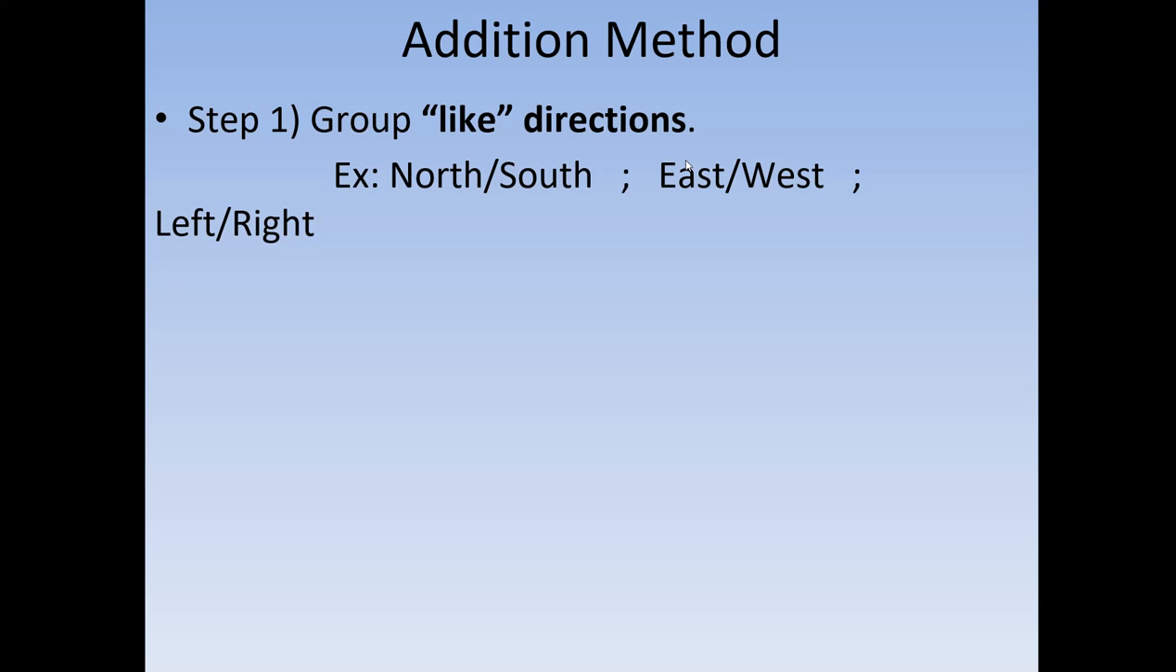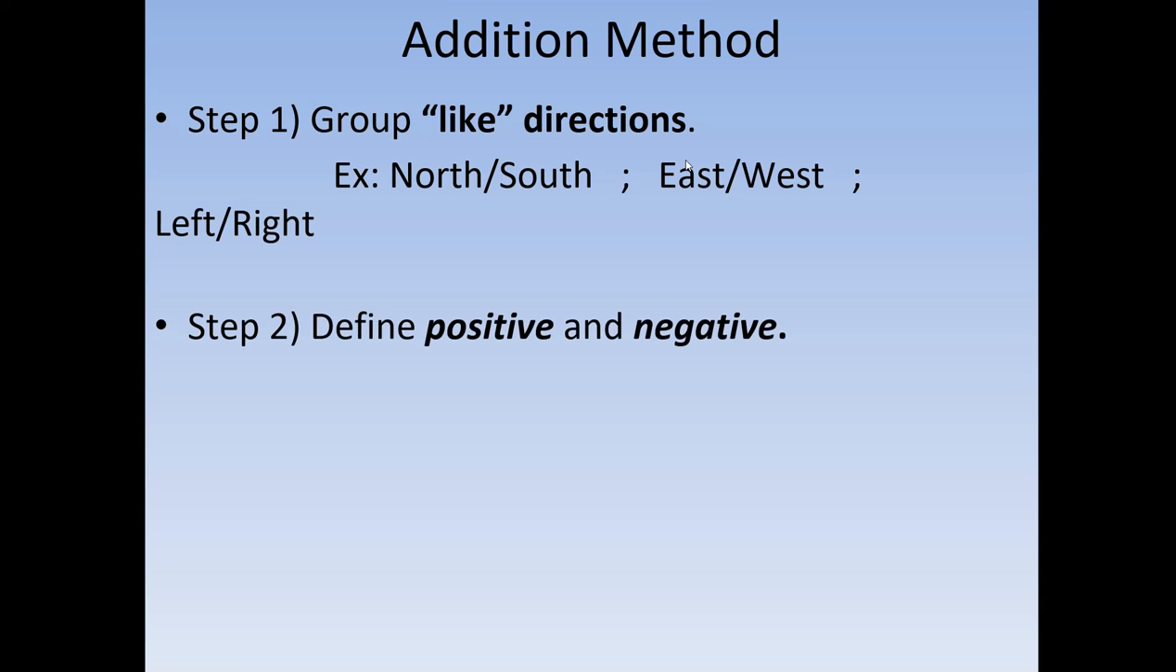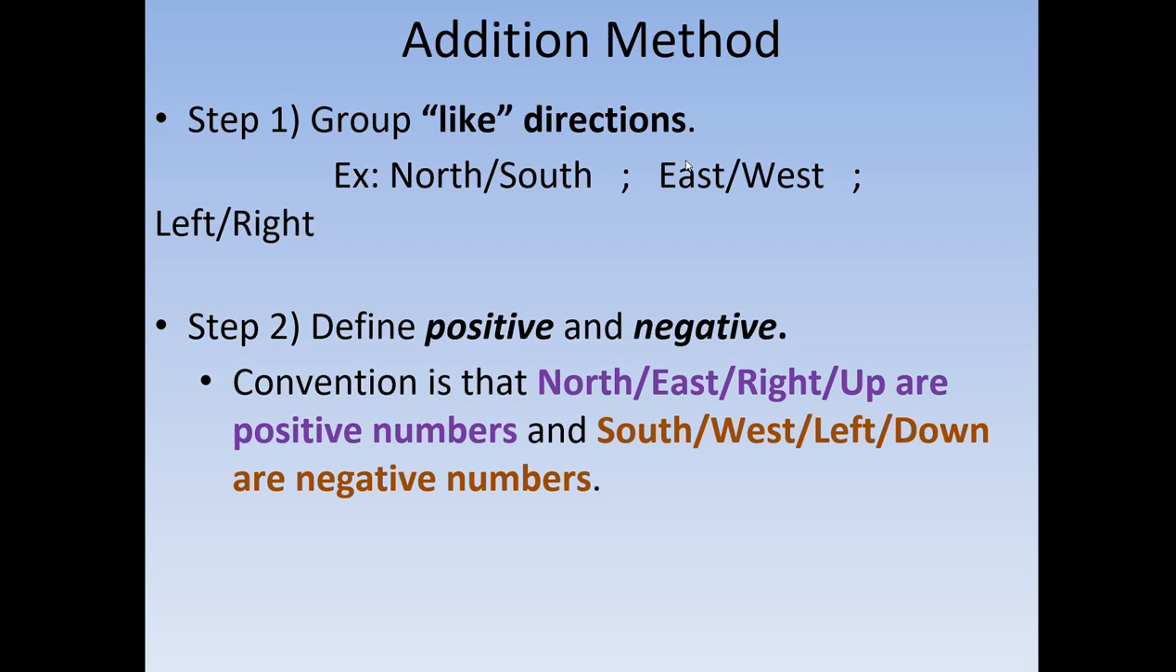So this is what I mean by grouping like directions, because everything I talk about from here on out is just dealing with one of these groups, or I guess you could use both groups at the same time, but you won't be able to combine them until later. The next step is to define positive and negative. So we need to know which directions we're going to say are the positive vectors, and which are the negative. Now there is a convention that we use, and that's pretty much that north, east, right, and up are positive vectors, and south, west, left, and down are negative vectors.